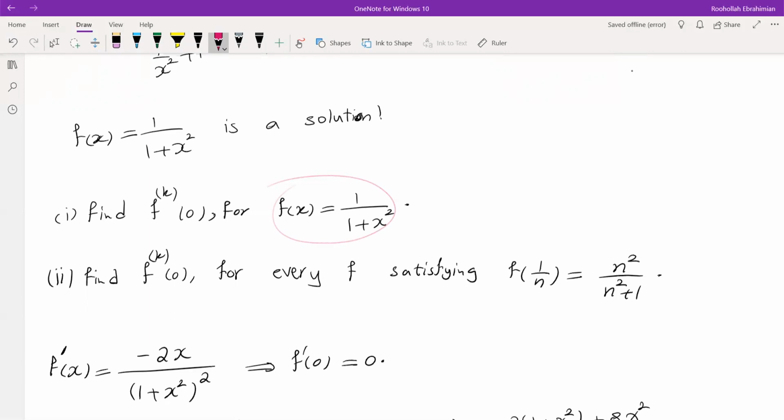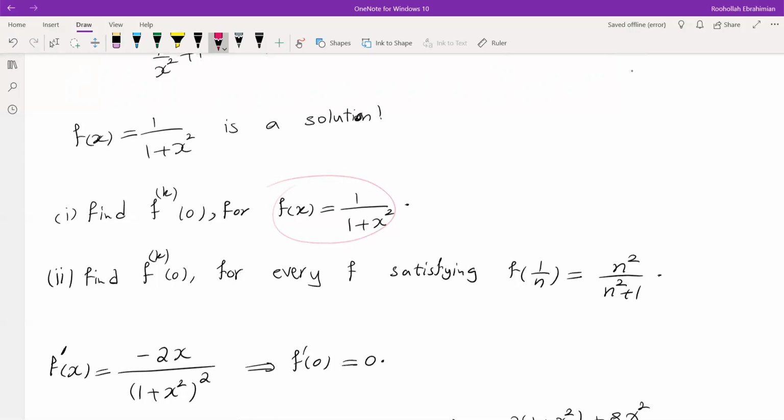So we have to somehow connect this to every single function satisfying that condition. So the question now is, now that I know what the answer should be, how am I going to be able to relate those two things? How am I going to relate one function, one answer that we know, because this is a problem in a competition, we know the answer. How am I going to prove that this answer is true for every single function?